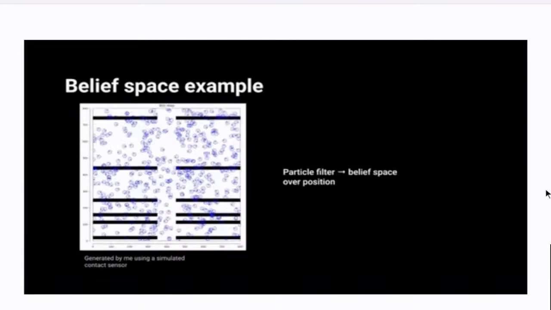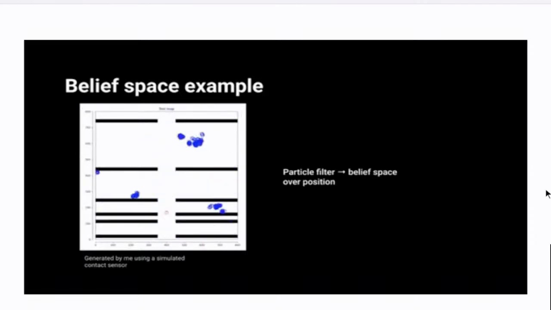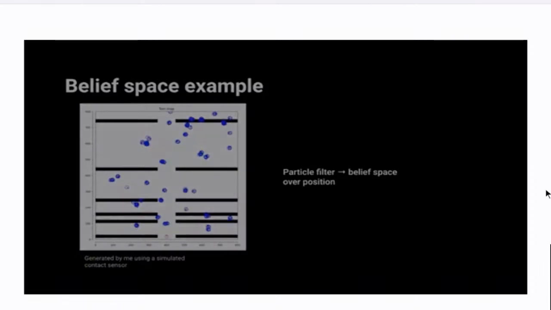To make the concept of belief spaces concrete, here's an example. This is the distribution of a robot's position in a 2D world updated by a particle filter that takes in haptic information and a robot's velocity. Notice that the distribution is quite non-Gaussian, which is important later.